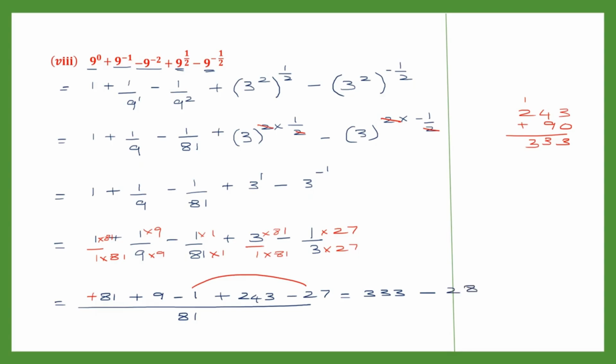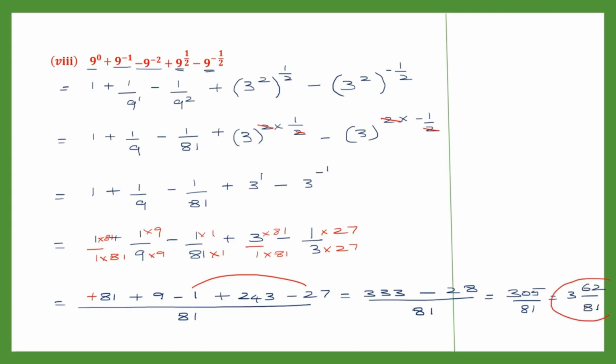That's 28, divided by 81. Now when you subtract 333 minus 28, we get 305 by 81. Now we have to convert it to a mixed number. That will be 3 and 62 by 81. So this will be your final answer.